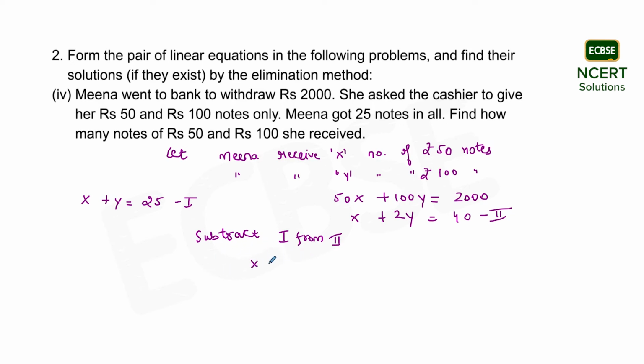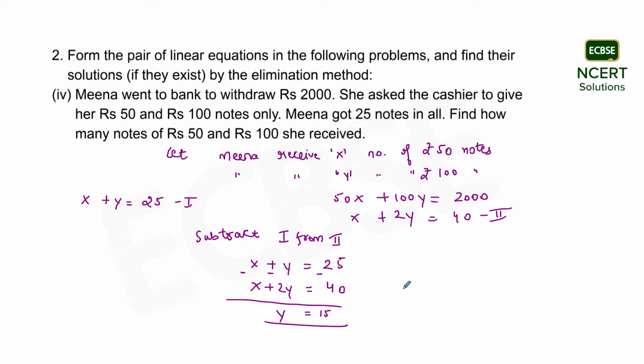So writing the first equation, that is x plus y is equal to 25. And also the second equation, x plus 2y is equal to 40. Since we have to subtract the first equation from the second equation, we will alter the signs of the coefficients of the first equation. Got it? So here it will be y is equal to 15.